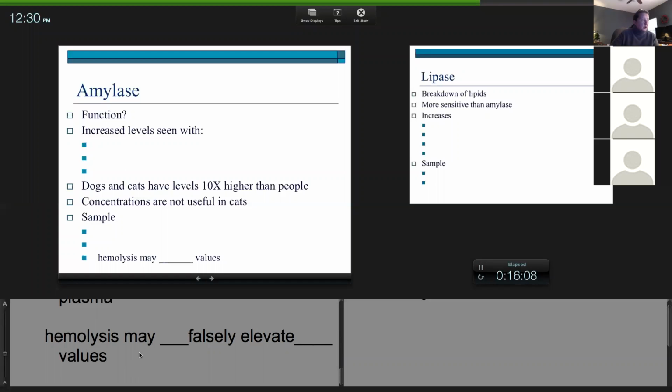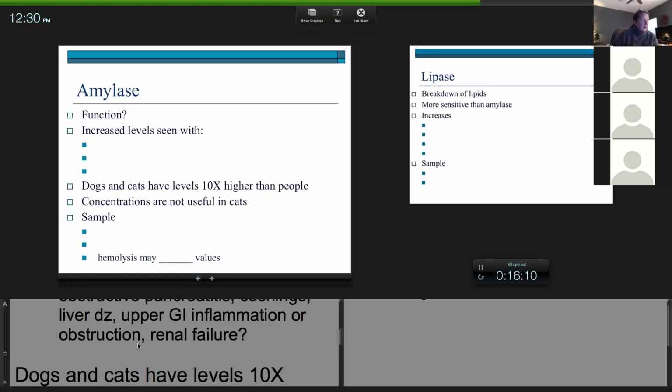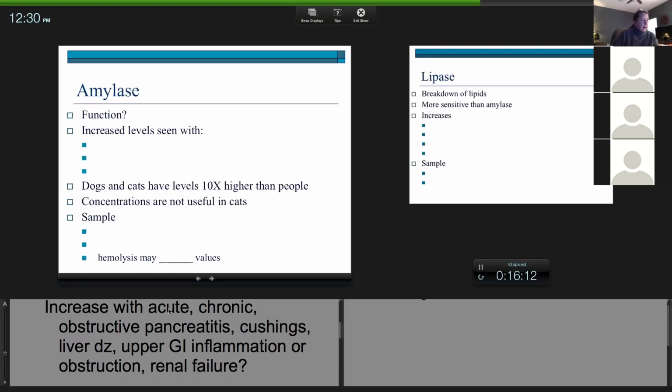Now, I already told you in the notes here, there can be chronic or acute liver disease, upper GI inflammation, or some type of obstruction. So there are other reasons, but I'm going to tell you the primary thing that we tend to see with that is pancreatitis. But if we suspect pancreatitis, an animal can have one of these other issues.